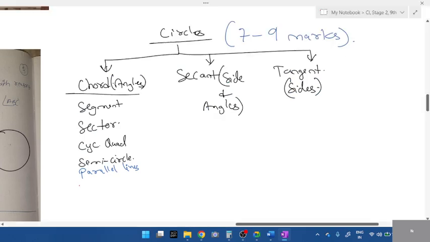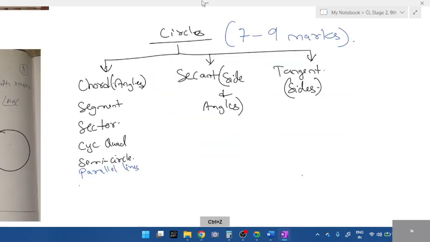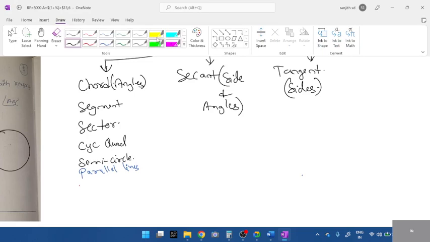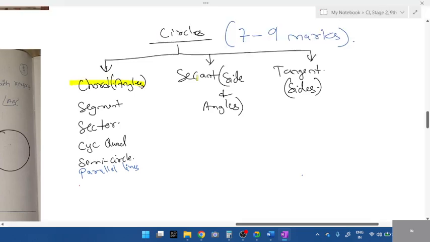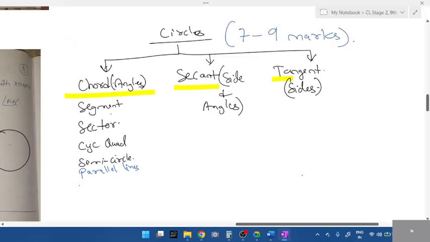See, when we talk about chord, there is one topic, secant, one and tangent. Fine. So in chord, mostly we studied only about angles. See, all these are angle related concepts, just to find angles. Parallel line, and now I did the angles from center to chord. It will bisect into two arcs.